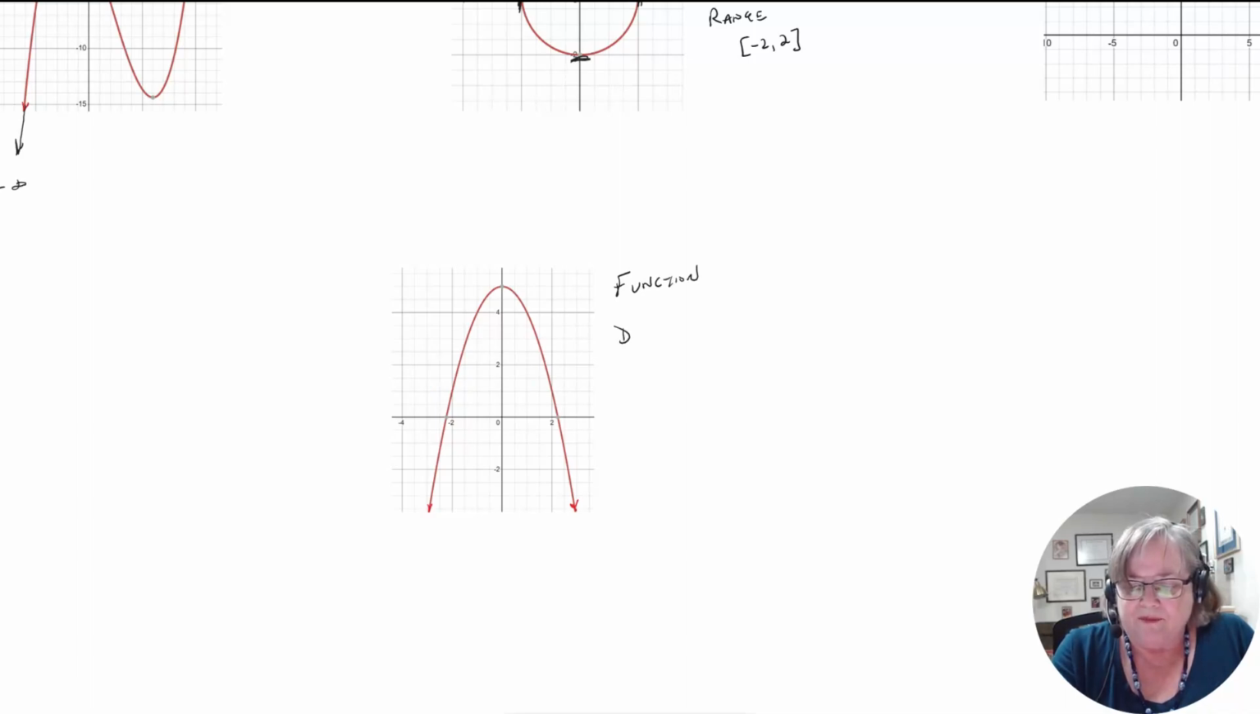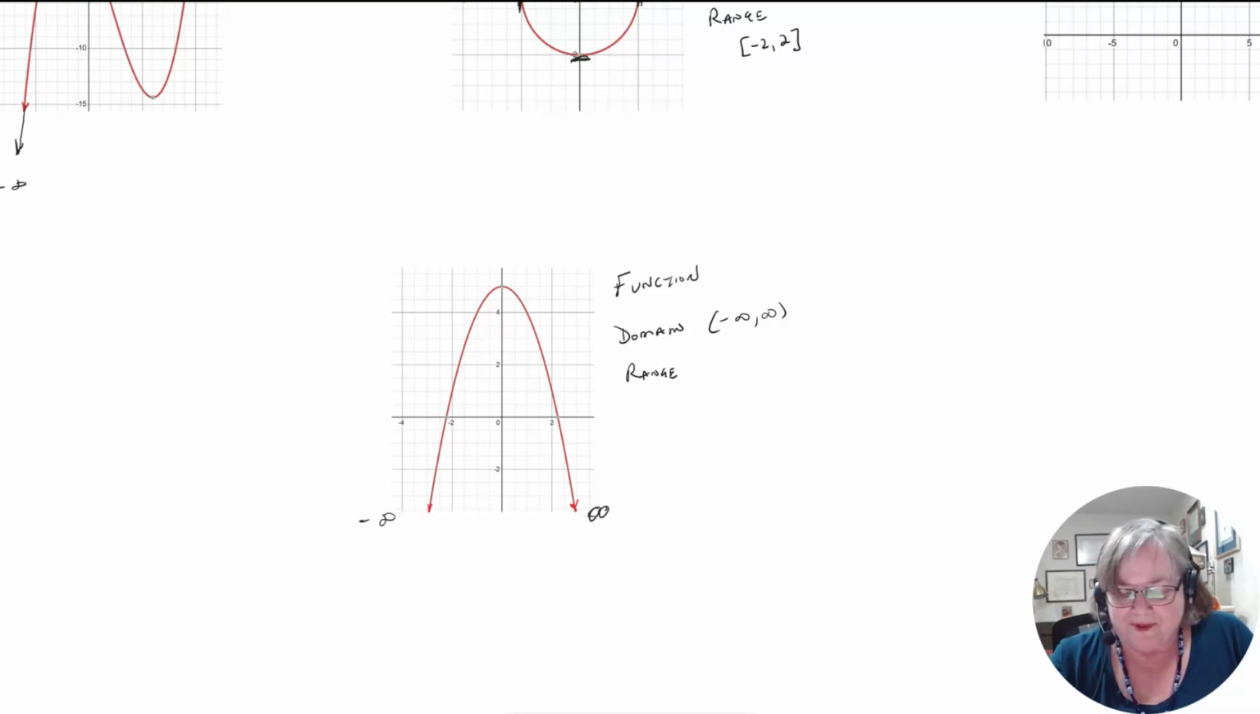What's its domain? Going left to right. Well, it keeps expanding from negative infinity to positive infinity, left to right. And the range. Okay, this one, I probably shouldn't have drilled that down there. Let's put this up here. It goes left, right, negative infinity to infinity.